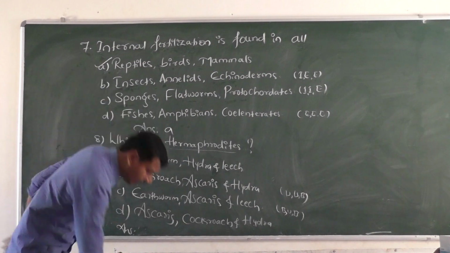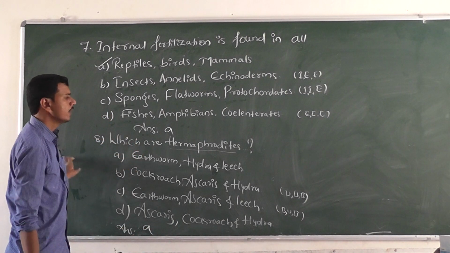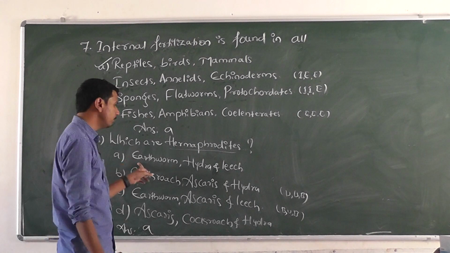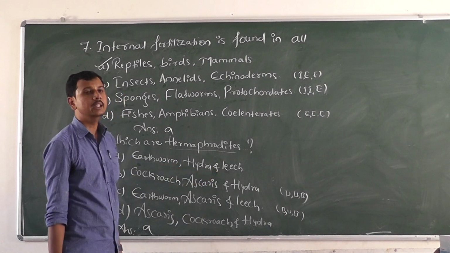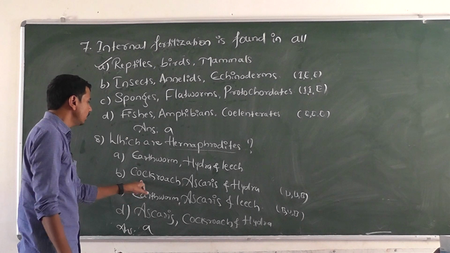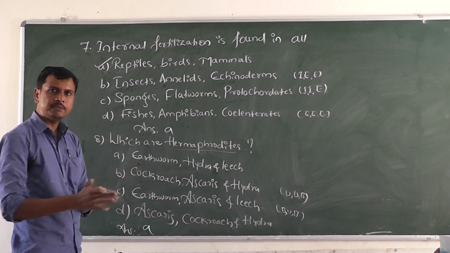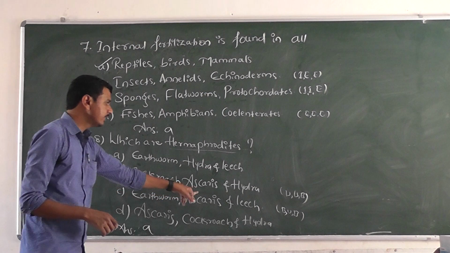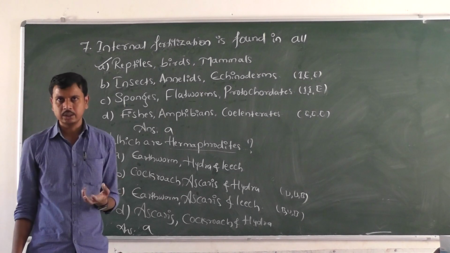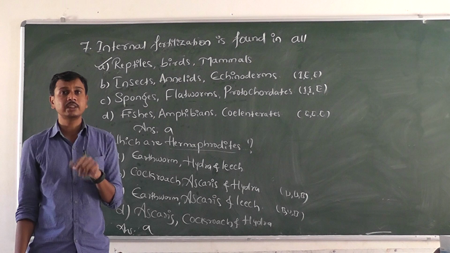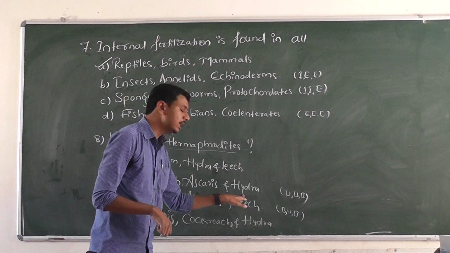Here the right answer for question number 8 is option A. What about the remaining three? Earthworm contains both male and female parts in a single individual, the same as hydra and leech. In option B, the cockroach is unisexual, meaning the male is separate and the female is separate. Ascaris is also unisexual; you might have seen that the female is larger than the male. The hydra is bisexual.